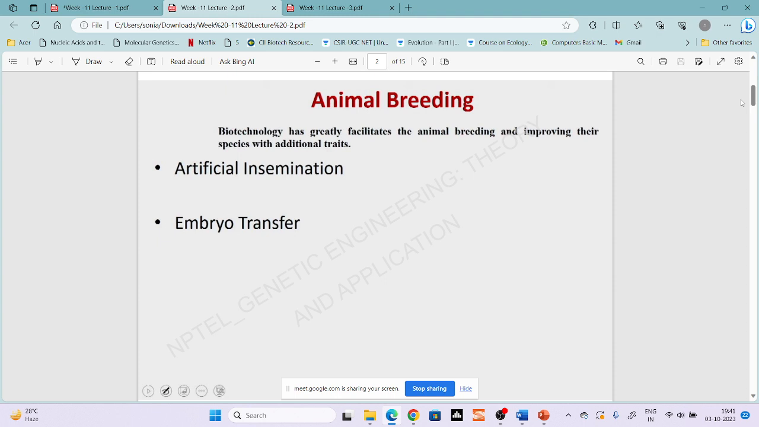So again, in animal sciences, just thinking about the areas where biotechnology can be used. Biotechnology has applications in artificial insemination and in embryo transfer. So basically, what do you think that artificial insemination and embryo transfer will lead us to achieve? Ultimately, what is the goal? What do we want through this artificial insemination, through this embryo transfer?